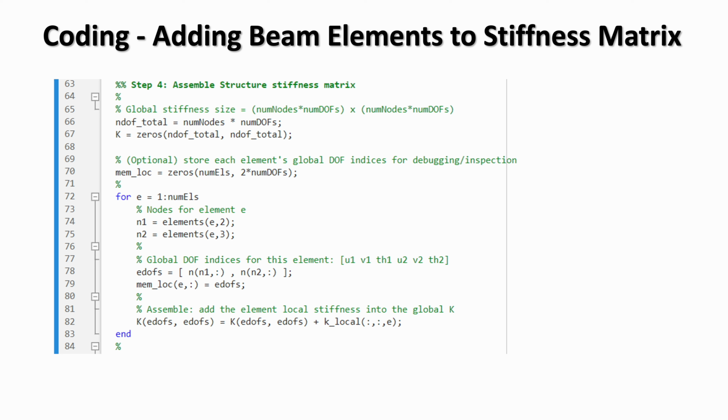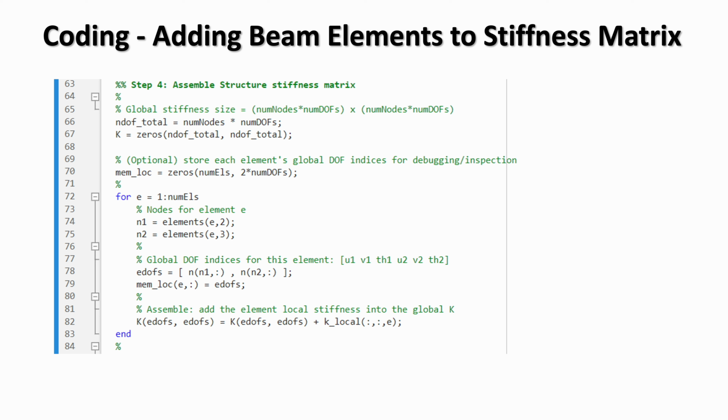Then inside the loop over the elements, we identify the 2 nodes of the current element, and for those nodes we collect the corresponding global degrees of freedom indices, called the DOFs. So for example, element 1 has degrees of freedom 1, 2, 3, 4, 5, 6. Element 2 has 4, 5, 6, 7, 8, 9, and these are stored in the element DOFs array for reference if needed.